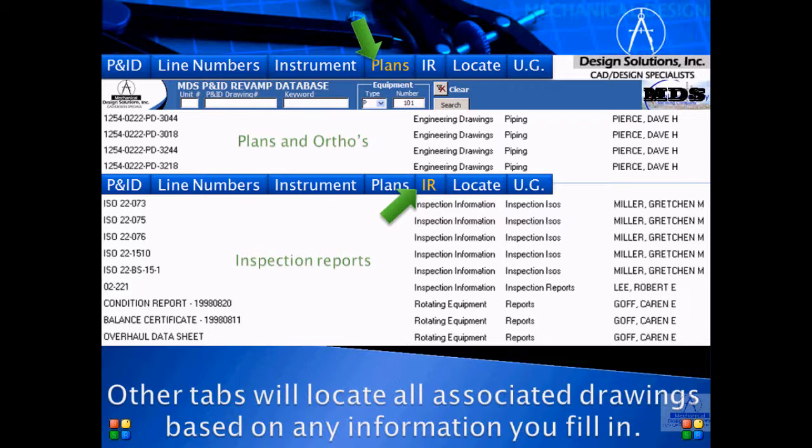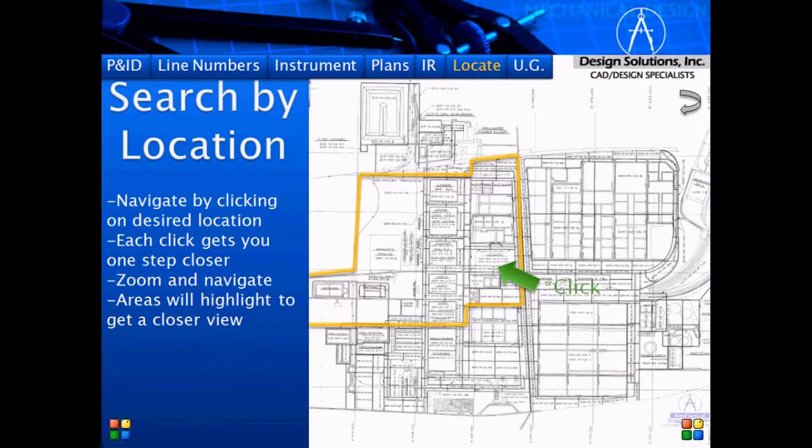And the same thing works for instruments also. So if you know an instrument number or a loop number, and we know how hard it is to find those and what drawings they belong to, you just type it in, boom, you get everything you really need.